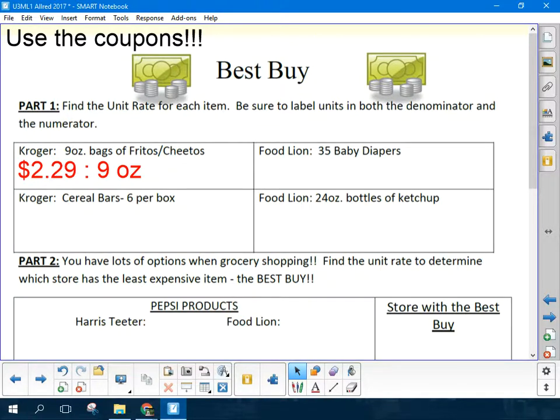And I'm going to leave you with a question. How could I do what I just did on the other side to find the unit rate for price per ounce of these bags of Fritos and Cheetos? Tell Edpuzzle what you think, and then it's going to ask you one more question. And after that, I think you've done just enough homework for a Monday.